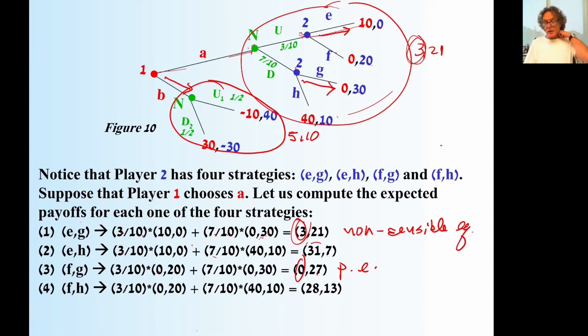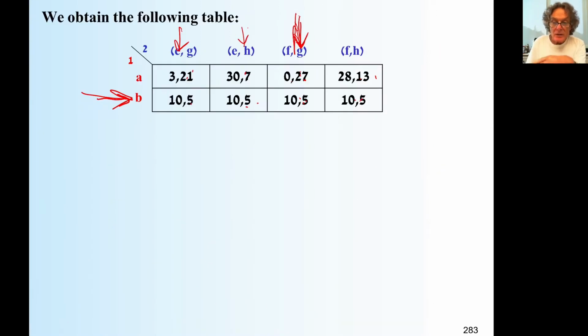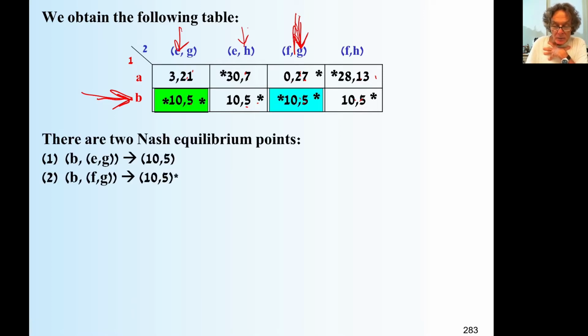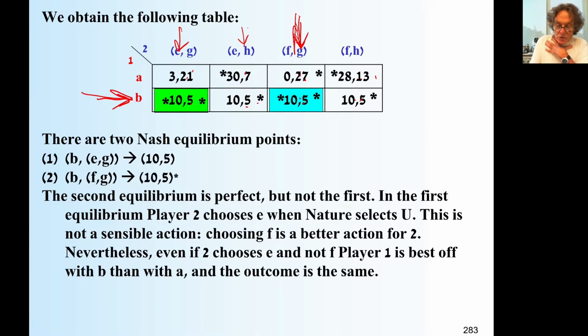So there are two equilibrium points. And if you want to analyze the game, you have to move to the strategic form of the game, and then you can see all the equilibrium points. So again, in the first equilibrium, player 2 chooses E when nature selects up. This is not a sensible action. Choosing F is a better action for 2. Nevertheless, even if 2 chooses E and not F, player 1 is still better off with B than with A, and the outcome is the same.